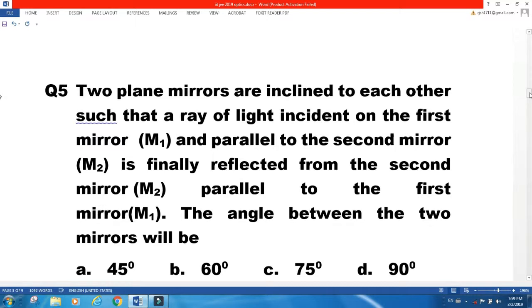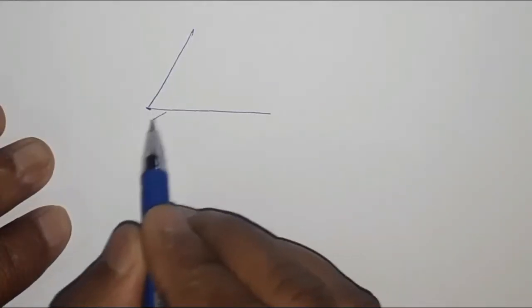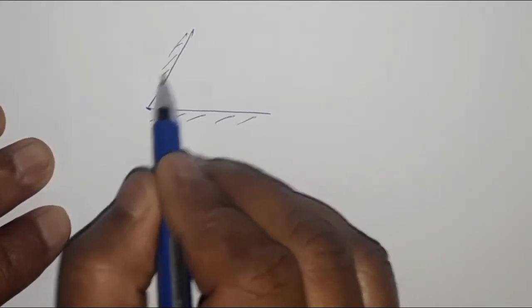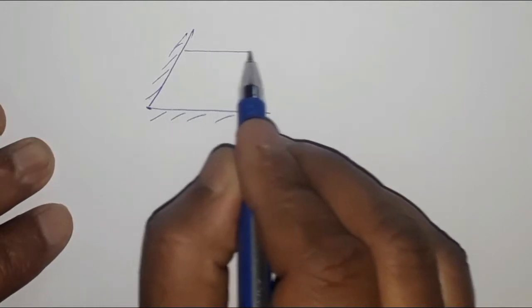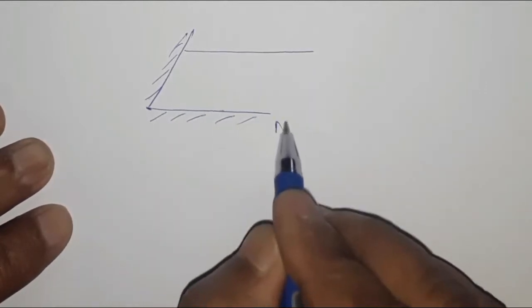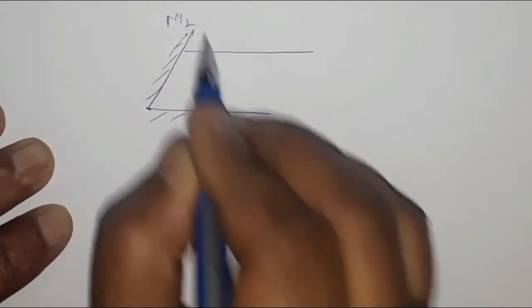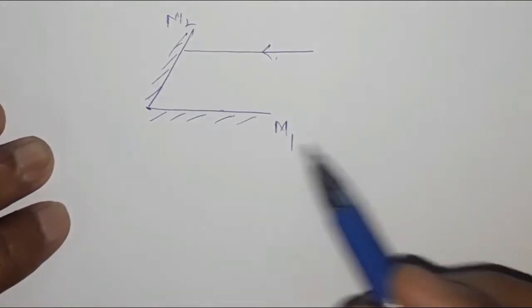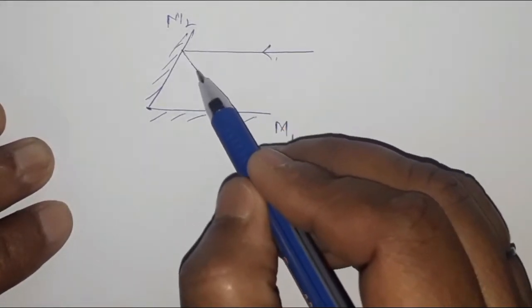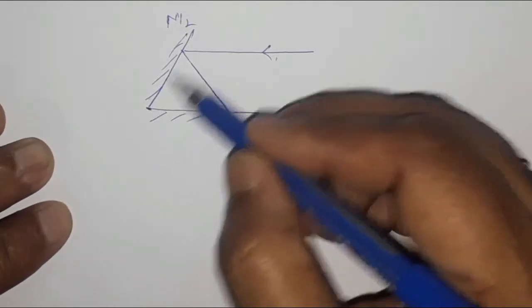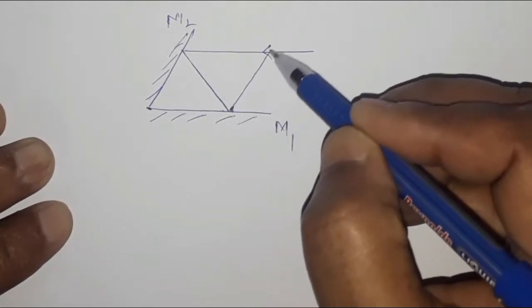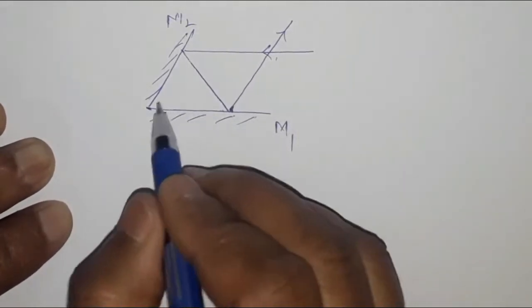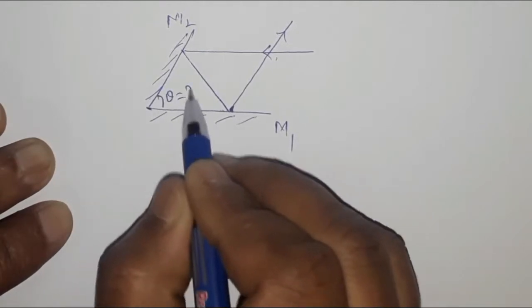That means consider the plane mirrors are like this, and one ray is coming parallel to M1. Let this be M1, this is M2, and this ray is coming parallel. And after reflection from here, it goes parallel to this M2. So we have to find theta.